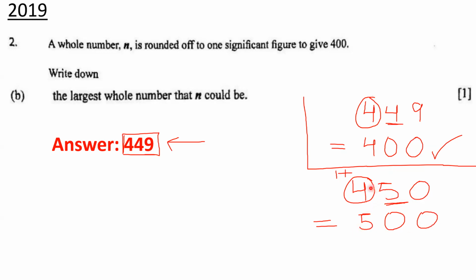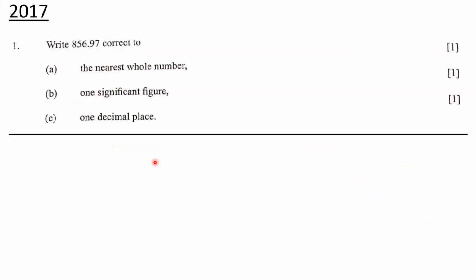Okay, so that means that when we round off 450 to one significant figure, we get 500 and not 400, which means that 449 is definitely the biggest one that n could be. Because if we go bigger, we end up finding a number that when we round it off to one significant figure, does not equal 400. Okay, let's move on to another question.